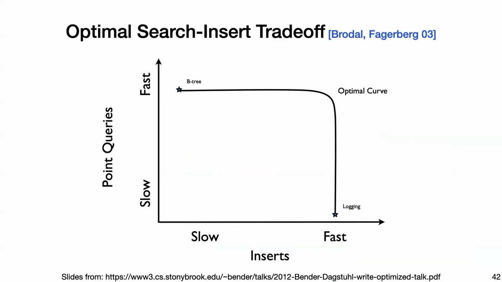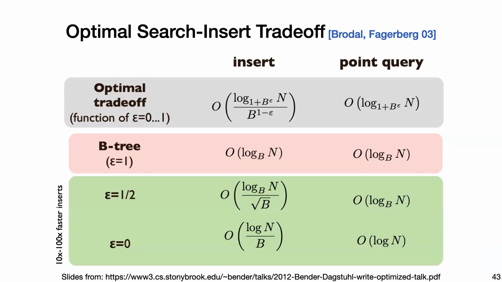And it turns out that there is this trade-off between insertion and search in the ideal cache model. And there's this paper from 2003 that proves this trade-off curve. So on one end is the B tree, which has fast queries, but slow insertions. And on the other end is logging, which has very fast insertion, but the queries are really slow. This is a cartoon to illustrate it, but this is actually a mathematical thing. And they show that you can write this trade-off as a function of epsilon, which is the lower bound on how well you can do in both insert and point query.